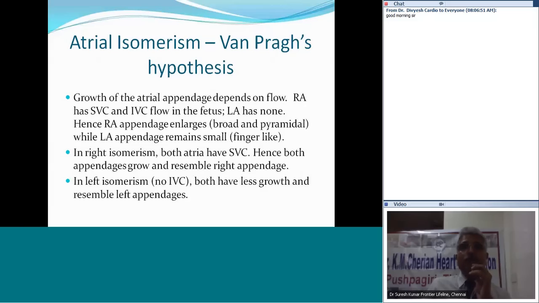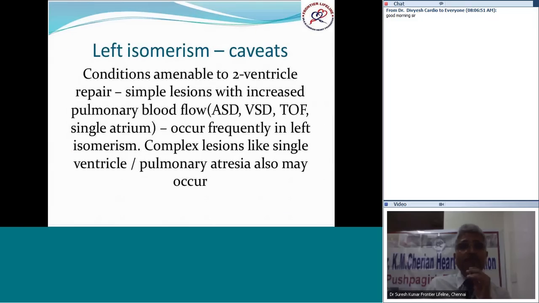So what are the caveats with regard to left isomerism? Conditions amenable to two ventricle repair, simple lesions with increased pulmonary blood flow like atrial septal defect, secundum, ventricular septal defect, conventional tetralogy, all these can occur, or a single atrium can occur. But you can also have complex lesions like a univentricular heart and pulmonary atresia.